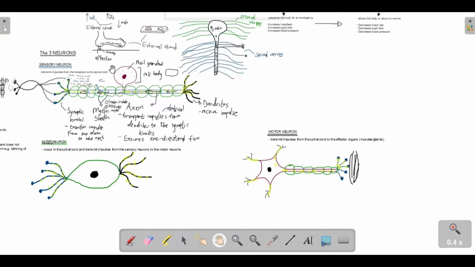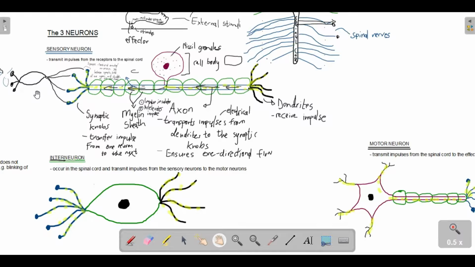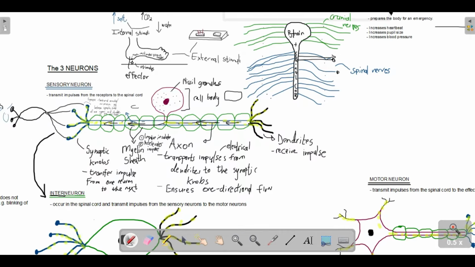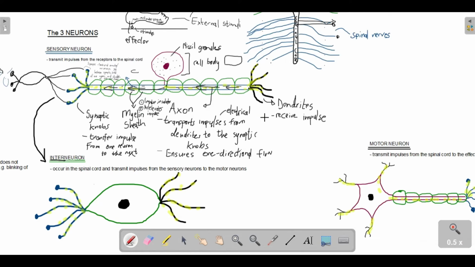Okay, so we're saying that a stimulus is received by receptors and it is converted to a nerve impulse. Then the sensory neuron's dendrites receive the impulse and transport it towards the axon, and the axon transmits these impulses towards the other end, which is the synaptic knobs. This impulse is then transferred from the sensory neuron to the interneuron that is situated right in the CNS, the central nervous system, the spinal cord and brain.